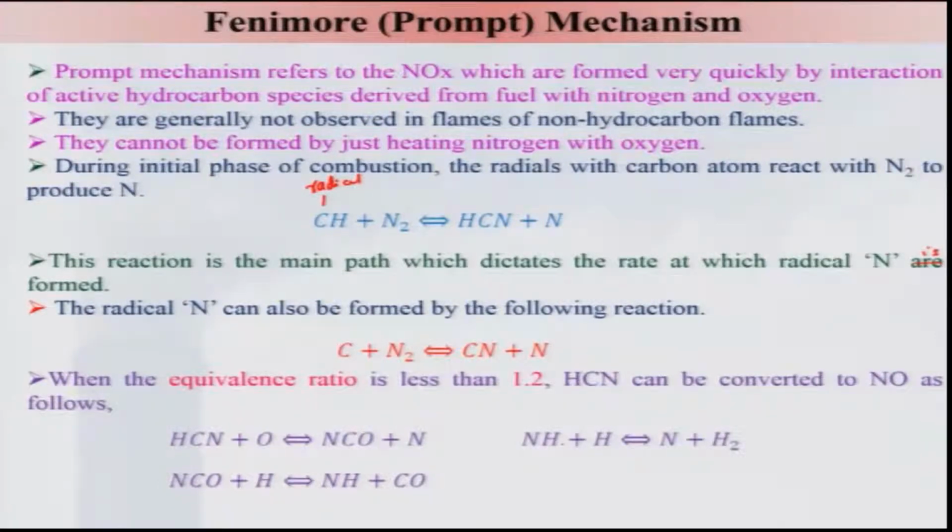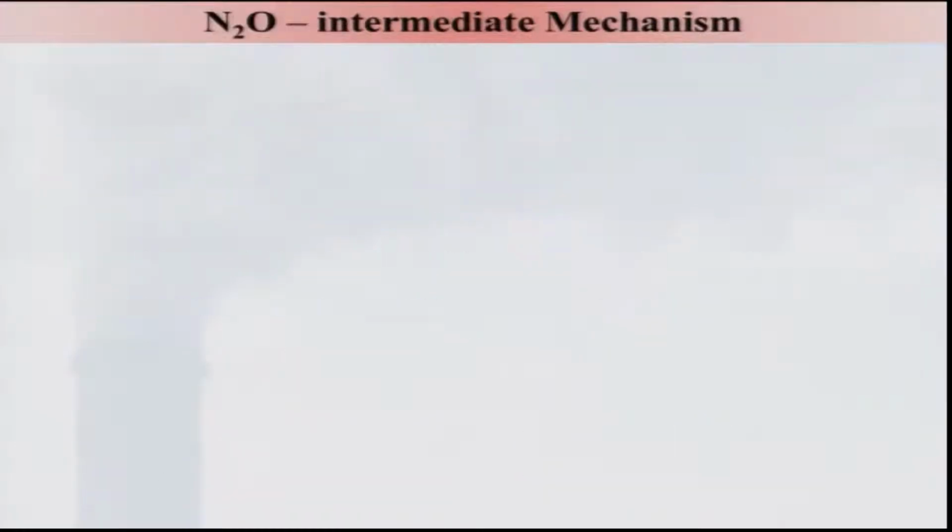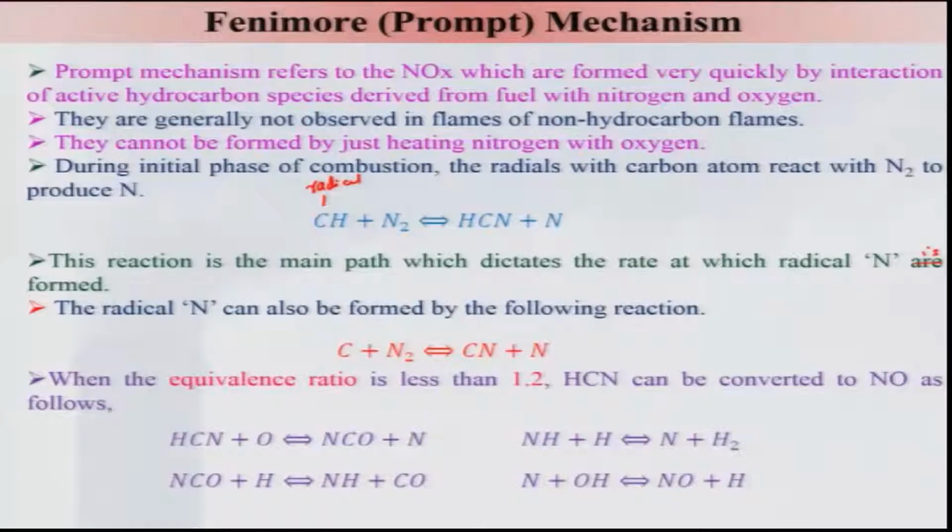NH will be reacting with H getting into N plus hydrogen, and N can also be reacting with OH radical getting into NO plus H. That means any path it can take, particularly when the equivalence ratio is less than 1.2. So, in this case, we have basically seen how this HCN will be converted into NO following this step of reactions.